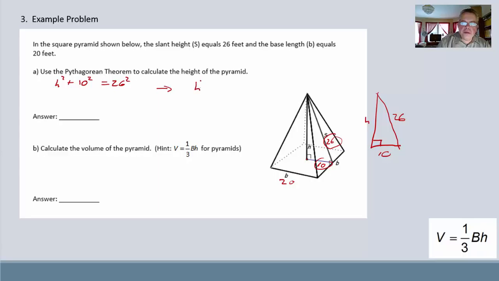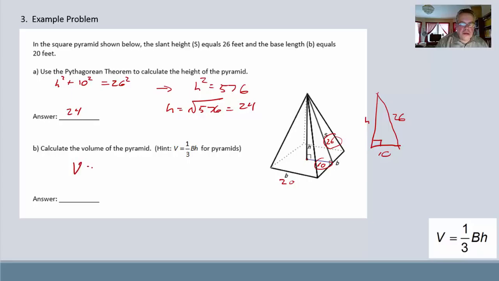Okay, if we solve for h squared, we get h squared is 576. And h would be the square root of that, which is 24. So the height is 24. Okay, now we have the height. We can calculate the volume.